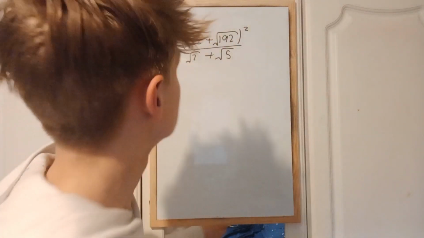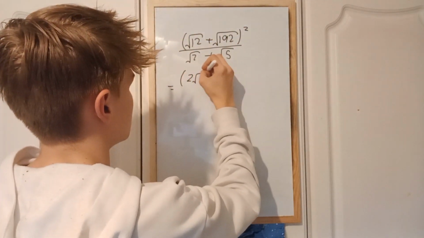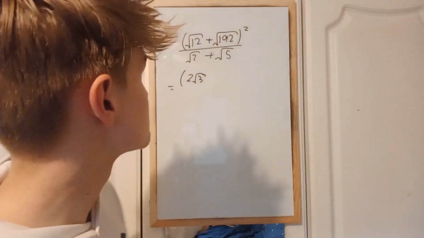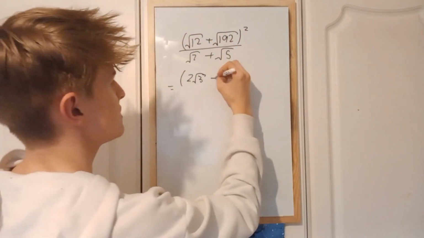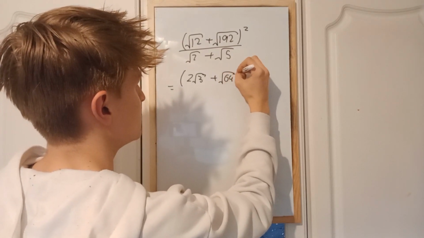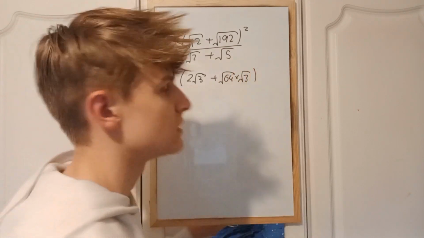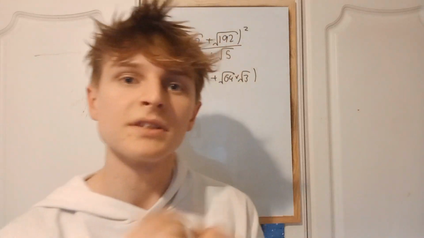Root 12, as we learned previously, is just 2 root 3. And root 192. Now, it might be a reasonable guess that you want to combine these terms, right? Because questions tend to be nice and simple like that. So if you get out your calculator and you do 192 divided by 3, you'll see that it's exactly 64. So 192 is 64 times 3. So that's equal to root 64 times root 3. Don't worry, all I did was factor that and then split up the roots.